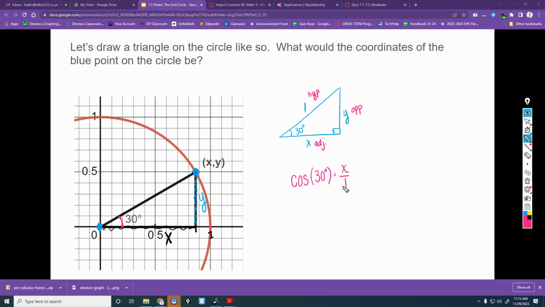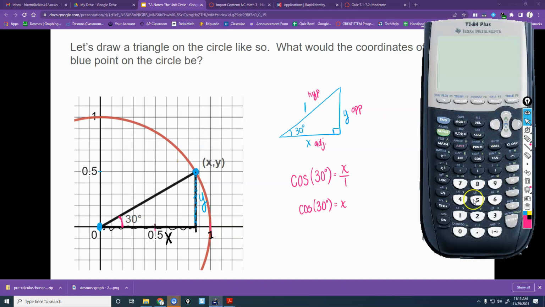I could multiply both sides by 1. It really doesn't change anything. I'm going to get cosine of 30 degrees equals x. And if I type that into my calculator, cosine of 30 degrees is going to give me 0.866.